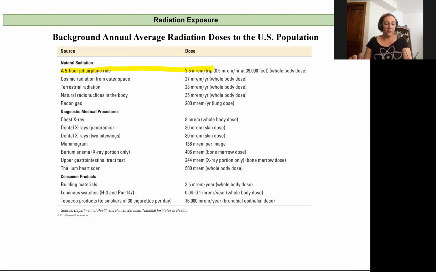Another one that I find interesting: we have all of our medical ones, of course, that are increasingly higher and higher, with just a chest X-ray at the smallest, and then your dental X-ray getting up to 30 to 80, and then at the high end, a thallium heart scan. And then I like looking at the consumer products too, because just being in a building for a year, just existing around buildings, is actually a higher dose than a transatlantic flight, like a 5-hour jet ride. Your watch is not really contributing very much, but tobacco products is a lot, 16,000 millirems per year.